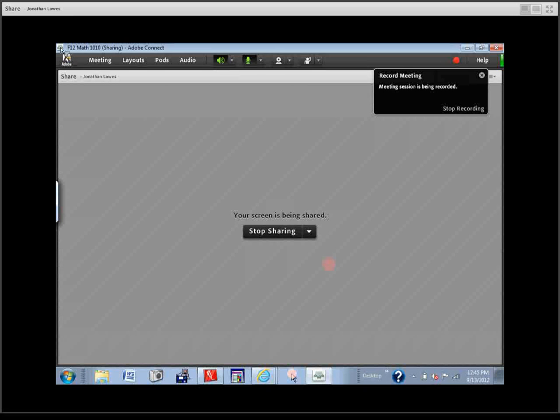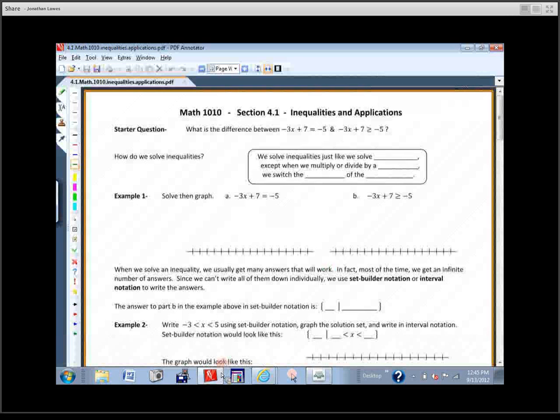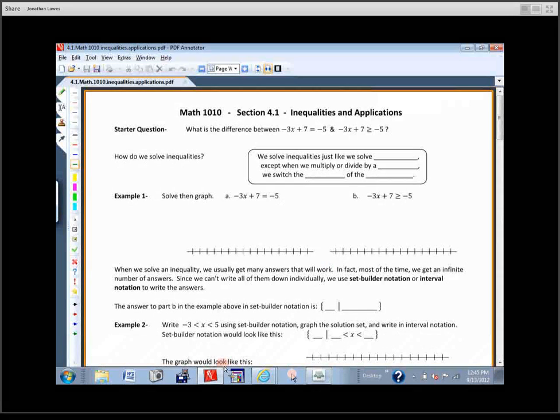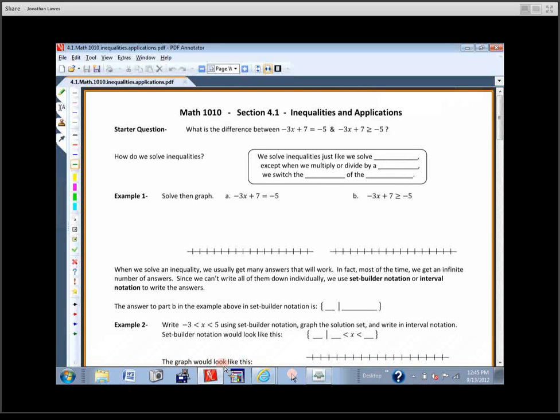So what we're going to cover today, the first test was on part of Chapter 1, most of Chapter 2, and then part of Chapter 3. We're now going to hop into Chapter 4. It's on inequalities. We're going to cover Chapter 4 and Chapter 5 before the next test.